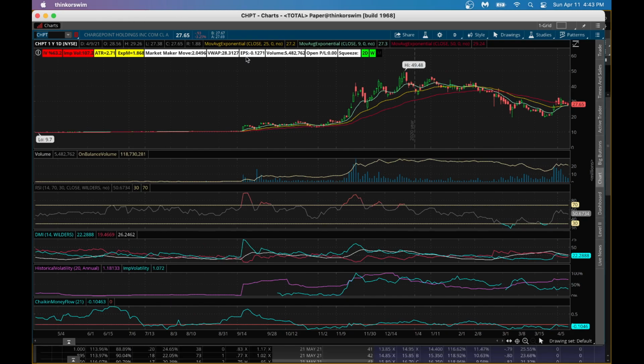So ChargePoint, as you can see here, stock has crossed the 9-day moving average. It also crossed the 25-day moving average. It's trying to bounce off of the 25-day moving average at this point. And as you can see here, on balance volume is stable. It went up, now stabilizing, and RSI is 50. It can go as high as 70 or even higher, 80, 90. And there is a bullish crossover. The blue line is above the red line, which is good.